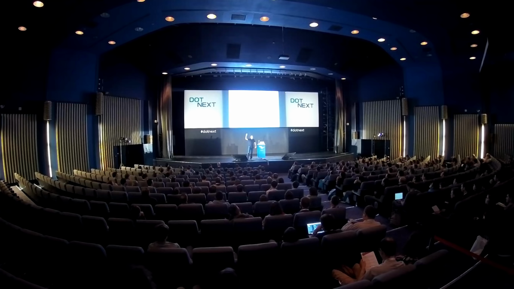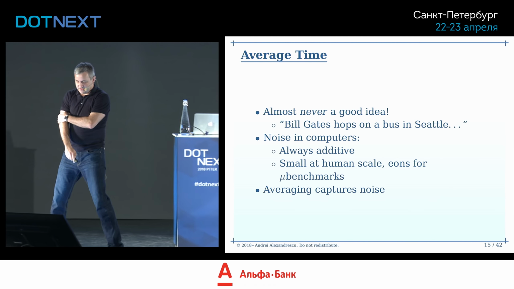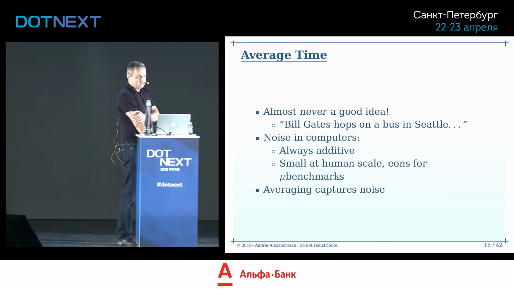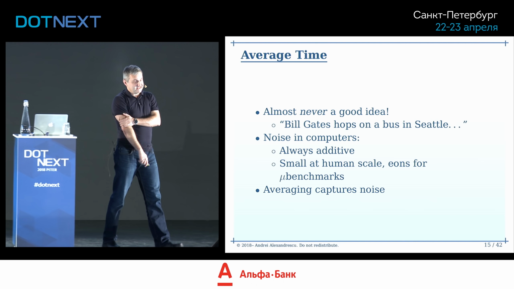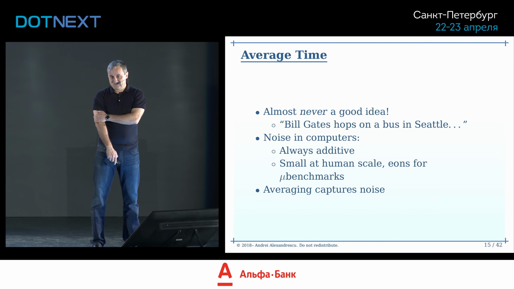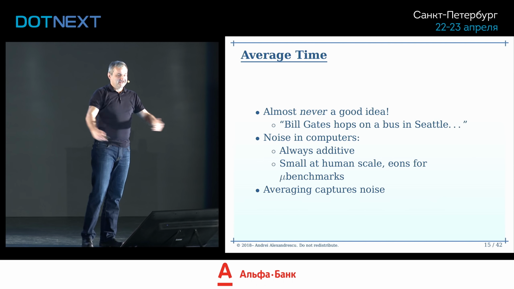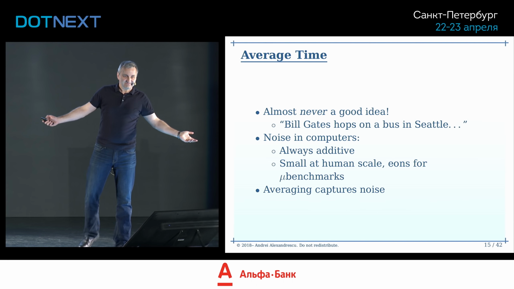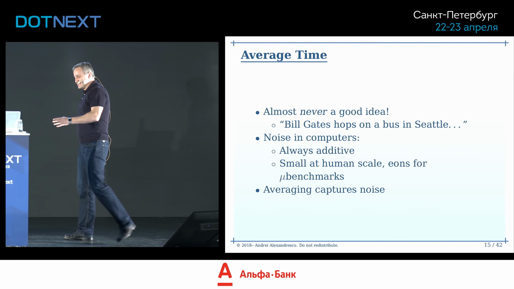Average. What's wrong with the average? The average includes the most noise possible because of the way computers work. So it's almost never a good idea. You know the joke with Bill Gates on a bus in Seattle? When Bill Gates is on a bus in Seattle, on average, everybody on the bus is a billionaire. Which is pretty awesome, but it doesn't make the homeless on the bus feel any better. So this is exactly the problem.